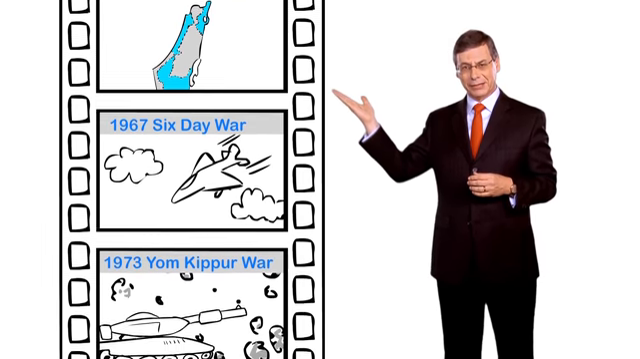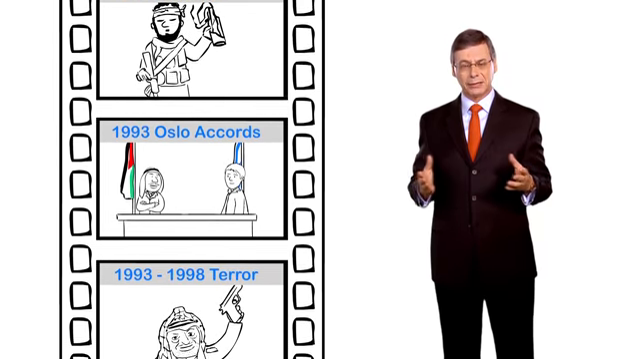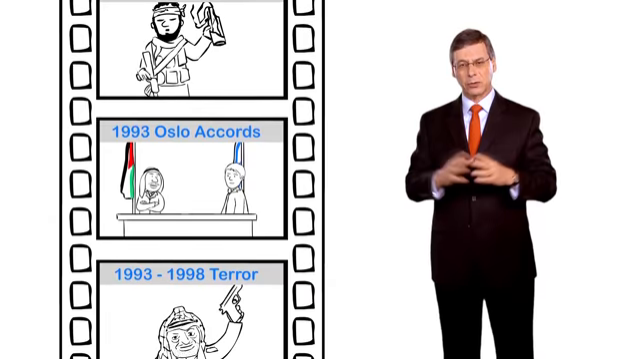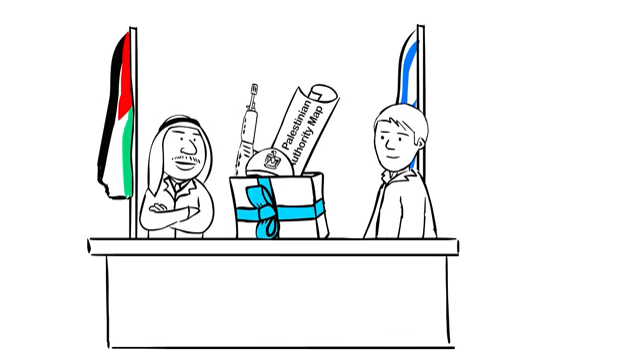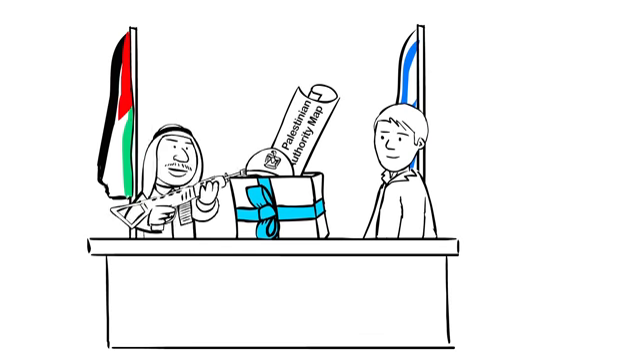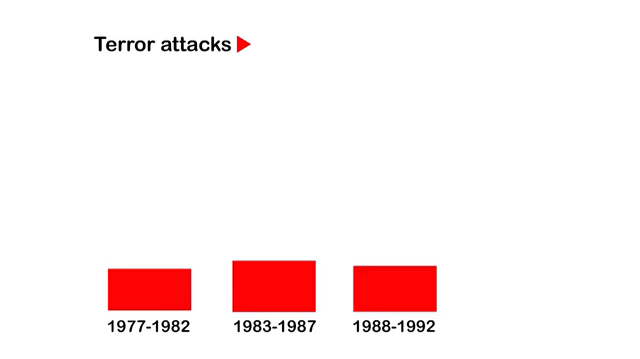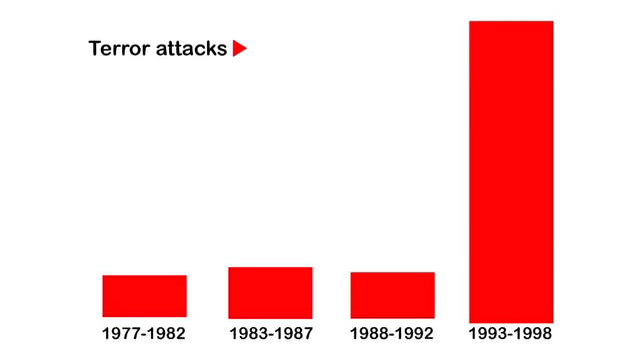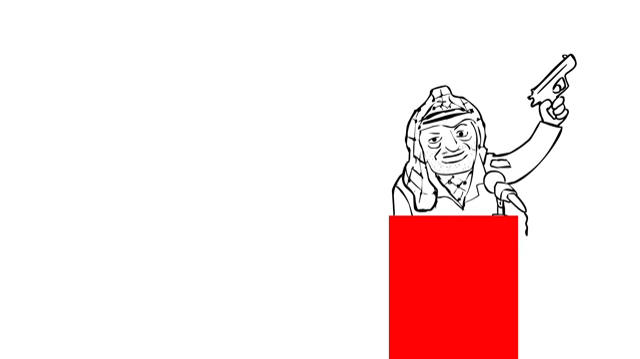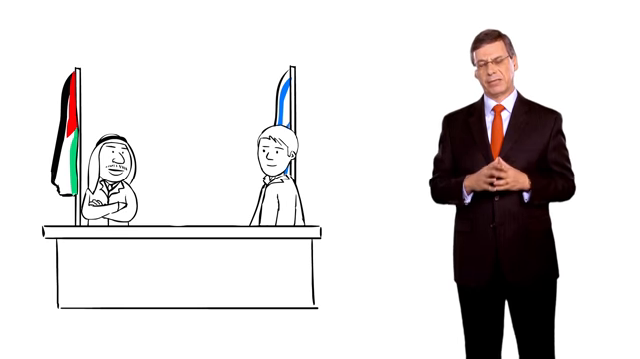Let's fast forward to 1993. Israel and the Palestinians signed the Oslo Accords. Were the Palestinians finally saying yes? It appeared so. Israel said yes and gave territorial control to a Palestinian government it helped establish. But despite signing agreements, the Palestinian actions said no. During the next 5 years, Israel saw a significant increase in terrorist attacks, which killed hundreds of Israelis. In 1996, Yasser Arafat, the Palestinian leader, declares, "We plan to eliminate the State of Israel and establish a purely Palestinian state." But Israel did not give up saying yes.